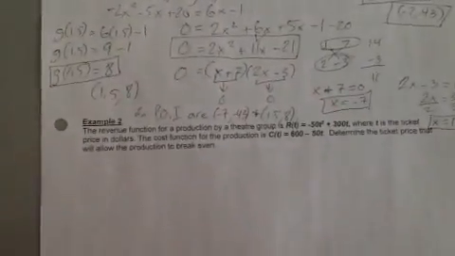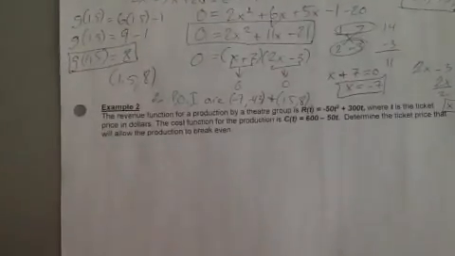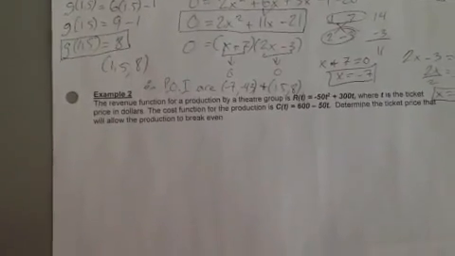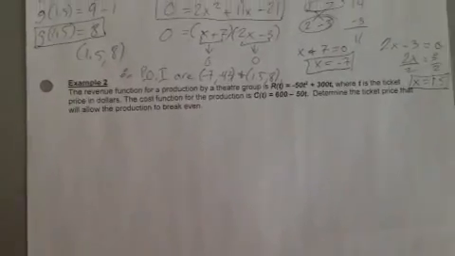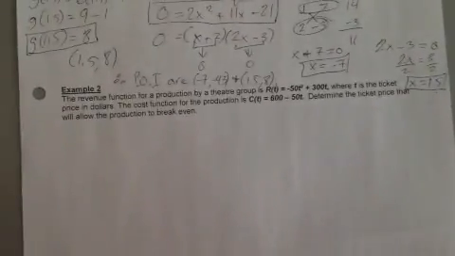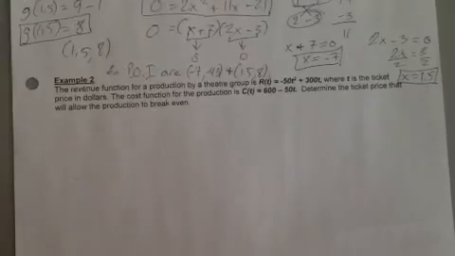Okay, so let's move on to example 2. Example 2 is similar except a word problem. It says the revenue function for a production by a theater group is R of t equals all that, where t is the ticket price in dollars.